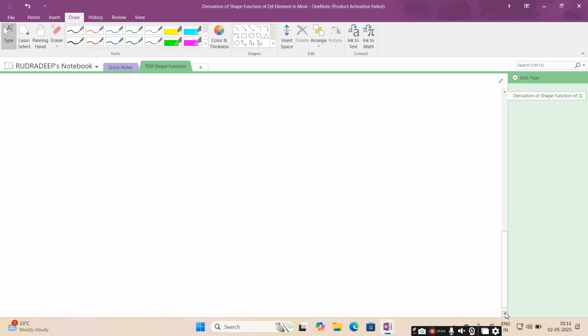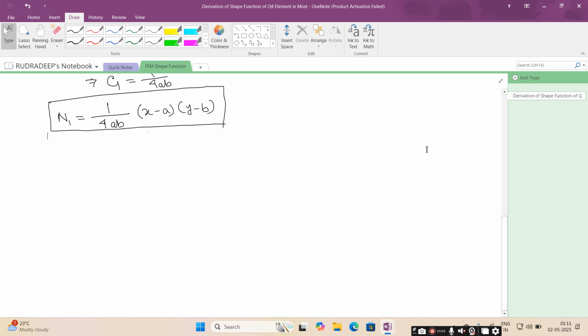So for node 2, I will simply write that N2 equals some constant c2.